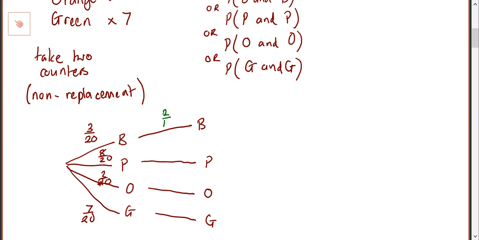2 out of 19. Why? I can see Cameron in the corner. Do you know what? Go for it.